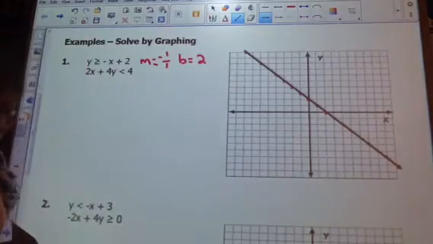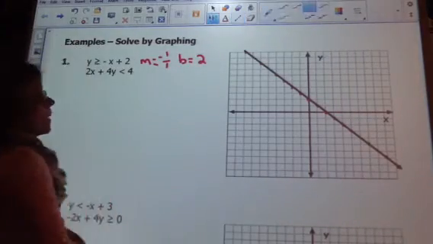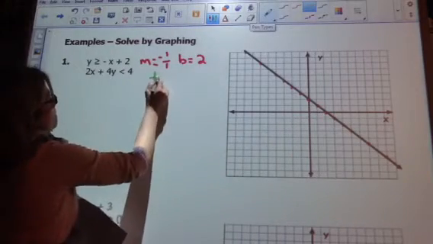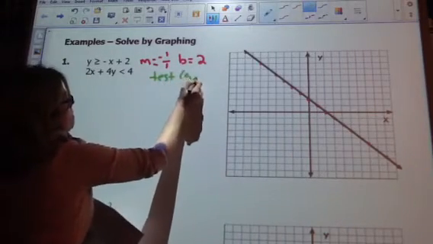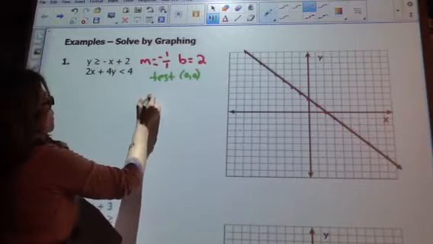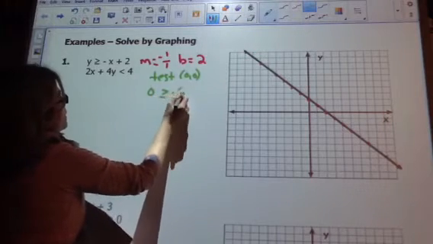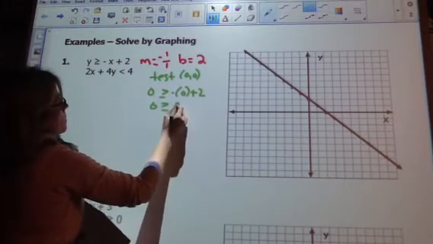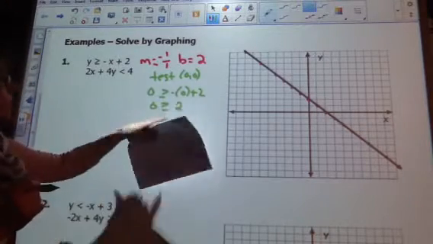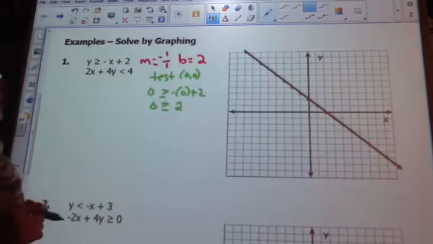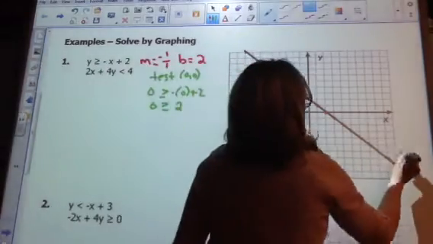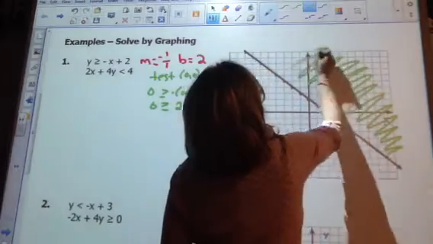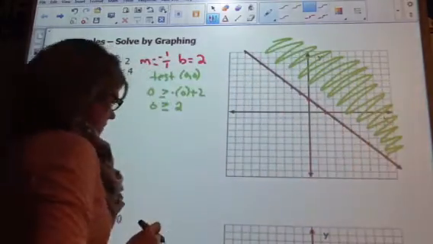Now let's go ahead and test this one. Let's test the origin right here. So when y is 0 and x is 0, is 0 greater than or equal to +2? And that is incorrect. So here is your solution set. It goes this way. Okay?